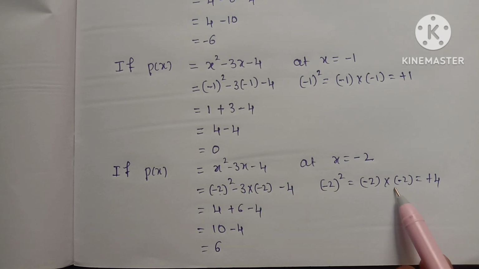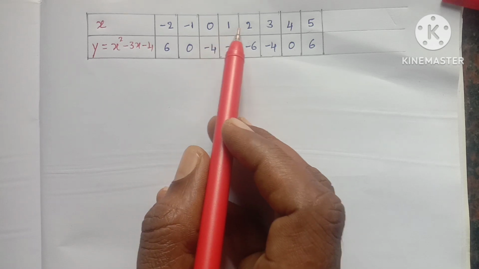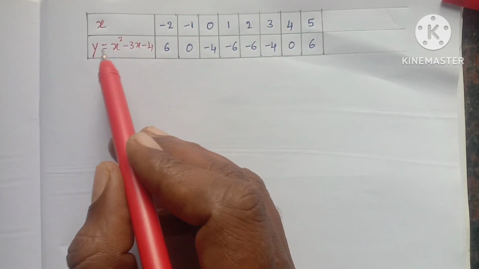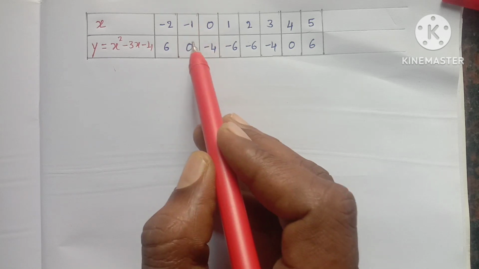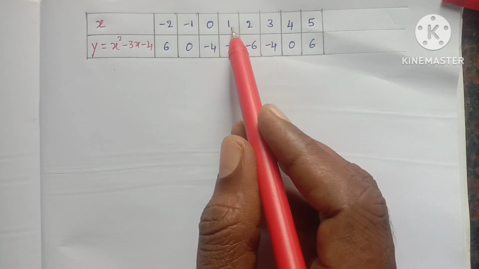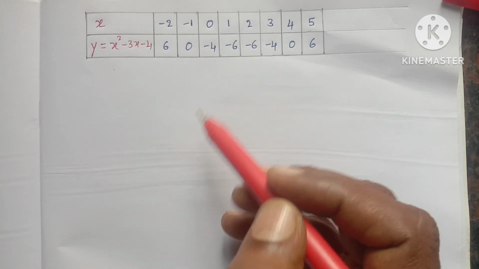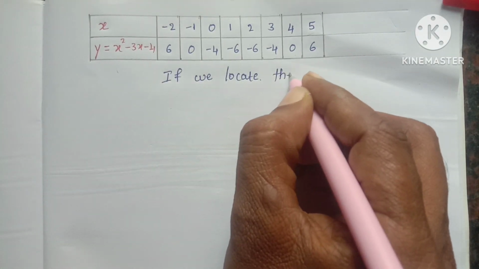Now we use these points and write them in a table. We substituted 0 and got minus 4, minus 1 gave p of x equal to 0, and minus 2 gave p of x equal to 6. Like that I took some examples in this table.